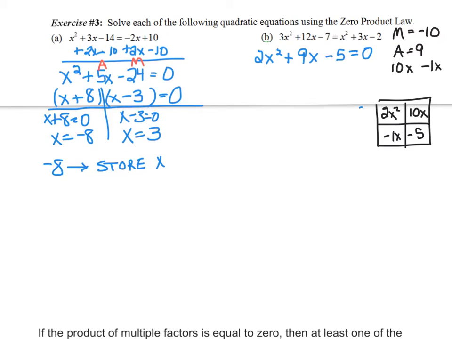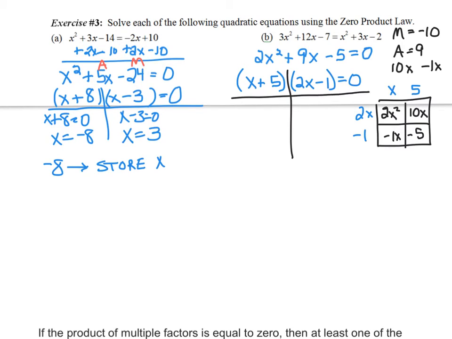In the first line, I can factor out a 2x. In the second line, a negative 1. In the first column, x. In the second column, 5. So I can see that my factors for this are going to be x plus 5 times 2x minus 1 equals 0. Now go ahead and make your t-bar so that we can set both factors equal to 0.